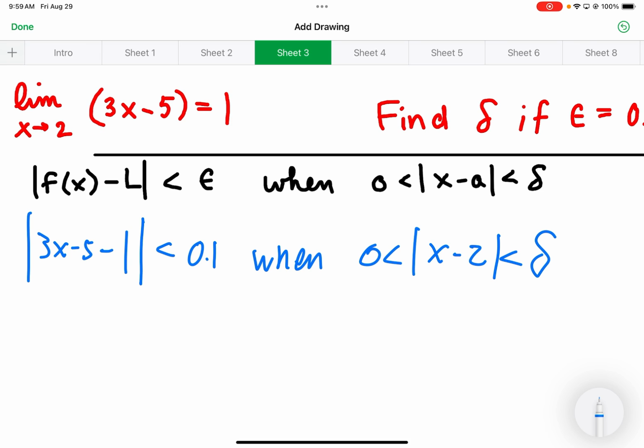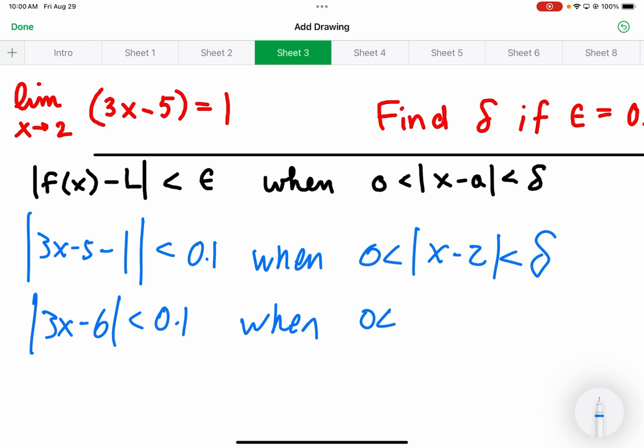Now, there's some simplification that we can do on the left side. So let's do that. I can combine like terms, right? So we get the absolute value of 3x minus 6 is less than 0.1. And then I'm just going to rewrite the right side, even though it's annoying, I'm going to rewrite it each time even though I'm not really doing anything with it. Now it's negative 5 minus 1. We're going further into the negatives.